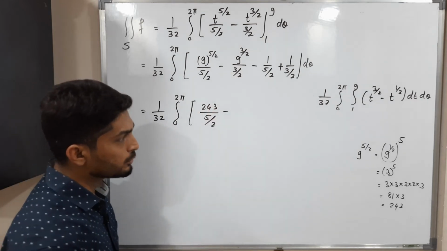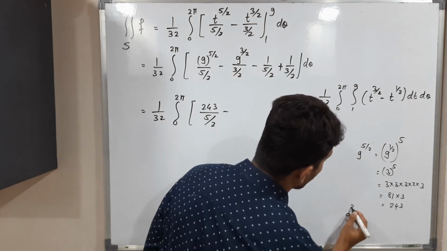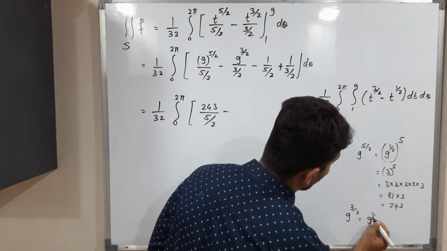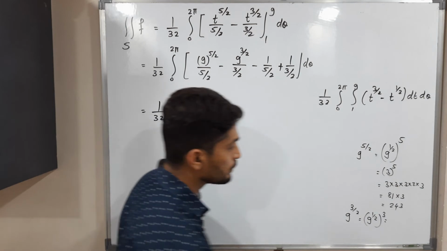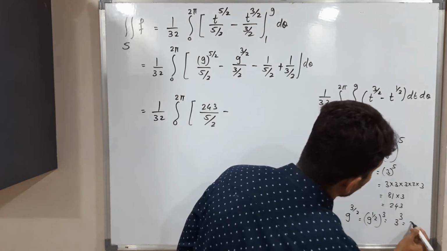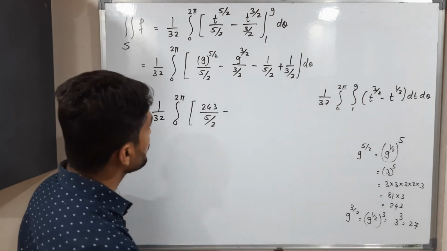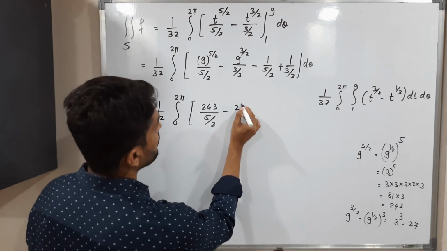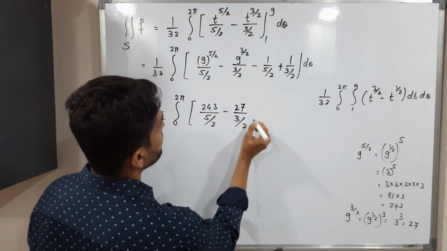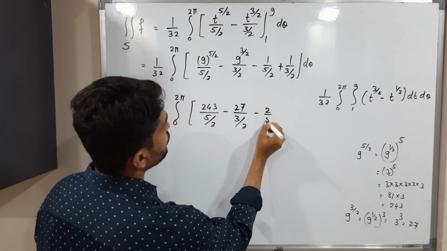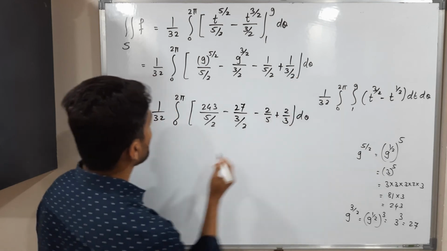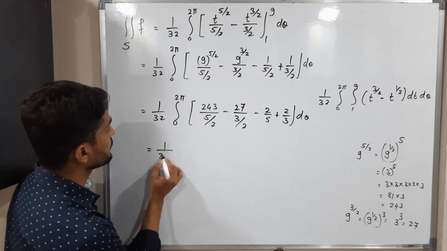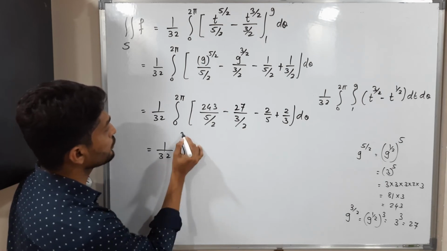9 raised to 3 by 2, same technique we have to apply. 9 raised to 3 by 2, that means 9 raised to 1 by 2 raised to 3. You know that 9 raised to 1 by 2, root 9, which is 3. So 3 cube, which is 27. So it is 27, okay, by 3 by 2. 2 is in the denominator, of the denominator will go to the numerator, same thing will happen here, okay. d theta, so this is equal to 1 by 32, 0 to 2 pi.